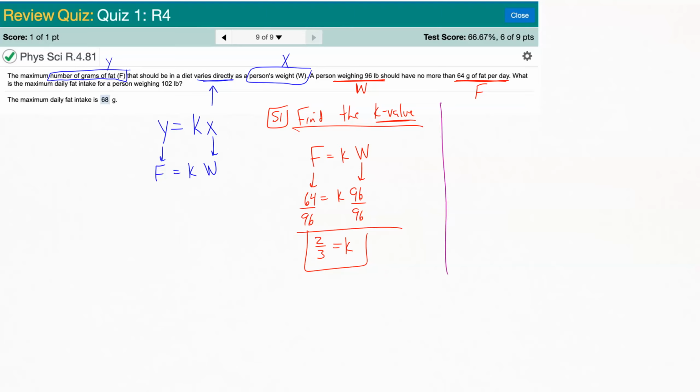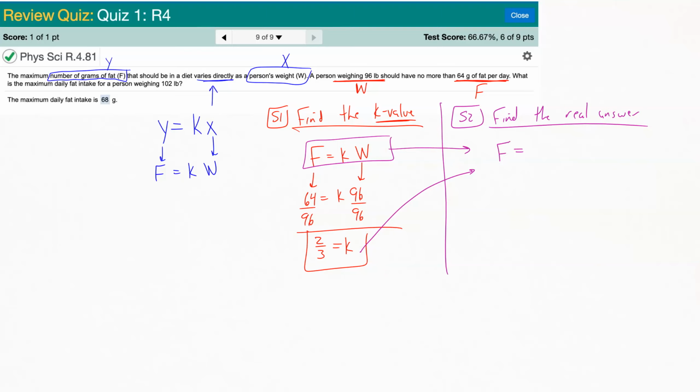Step two of the process, this is always a two-step process, and it'll always go like this. We're going to find the real answer, the actual answer that they wanted us to find through this whole problem. So what we do is we take the k value that we found and the formula we started with, and we plug our k value into it. So we have f equals k, which is 2/3, and then times w.